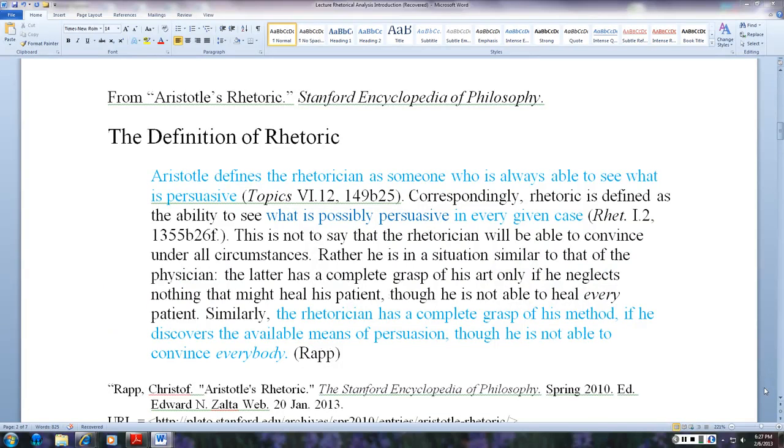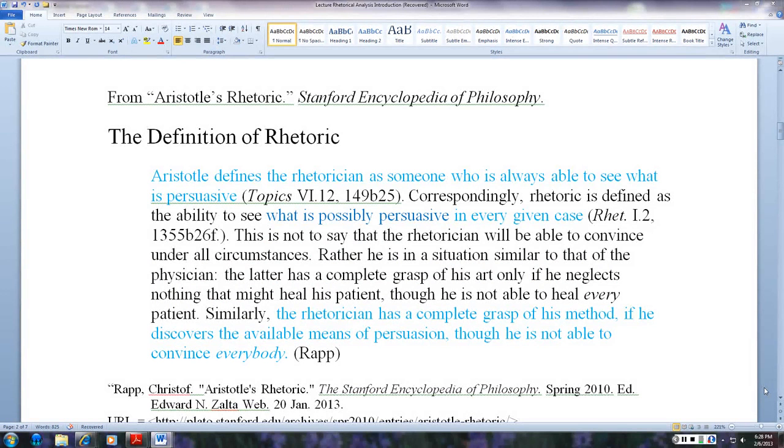The rules of rhetoric were developed long ago in ancient times. Aristotle was one of the individuals who addressed the specifics of persuasion and defined a rhetorician as someone who is always able to see what is persuasive. Notice that this author gives the source of that definition. Rhetoric is the ability to see what is persuasive in every case. And according to Aristotle, a rhetorician can discover how to be persuasive, even though he may not, or she may not, convince everyone.